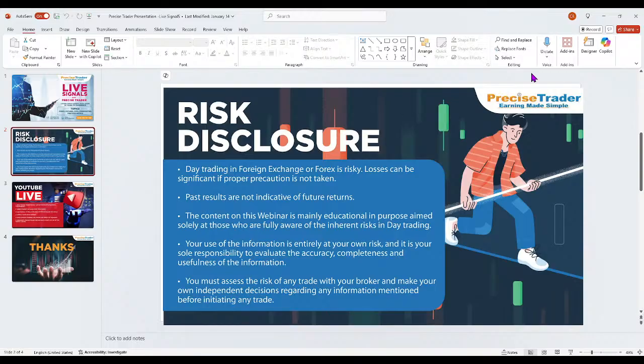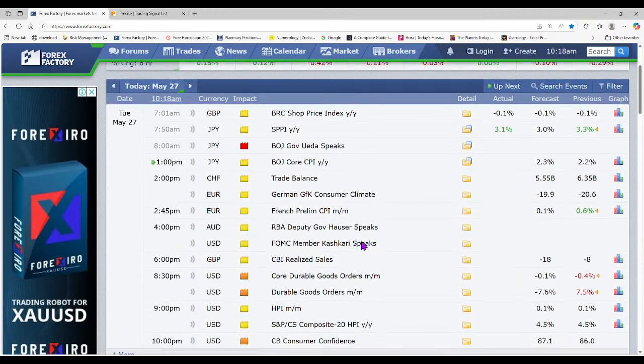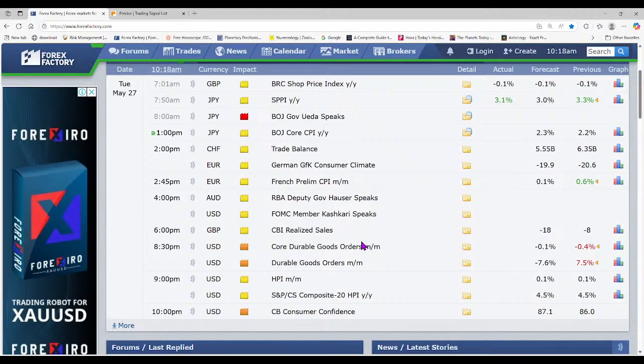With that, we move on to our live analysis. The key data that is going to be out today is the US core durable goods orders, which is at 2030, and at 2200 hours we have the CB consumer confidence. So these are the two data that are going to be out tonight.